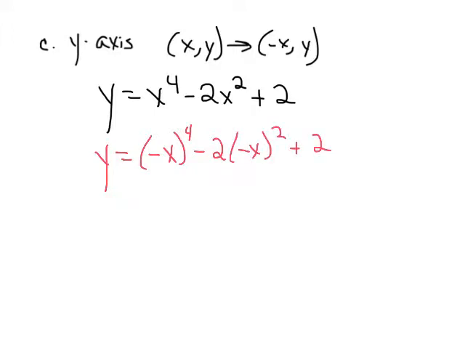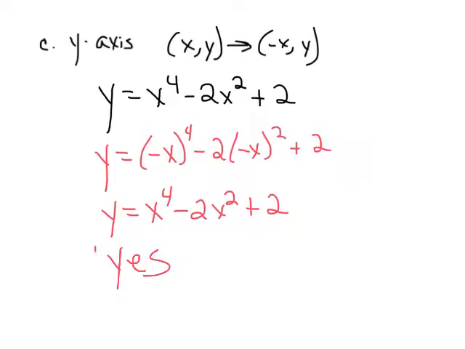When I raise a negative value to an even exponent, it always ends up positive. I end up with positive x to the fourth minus 2x squared plus 2. And if you look, this is the same as the original. So what that tells me is that it is symmetric about the y-axis. So for the y-axis, it's a yes, the rule works.